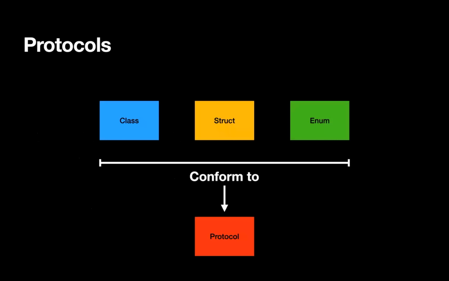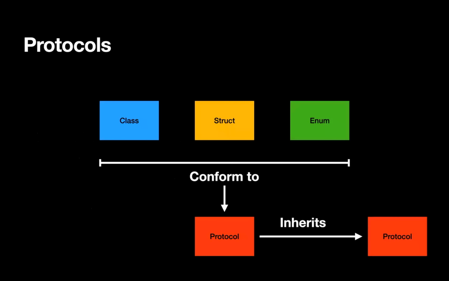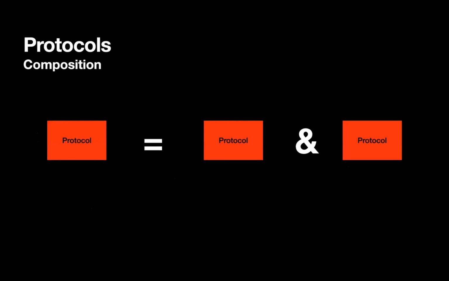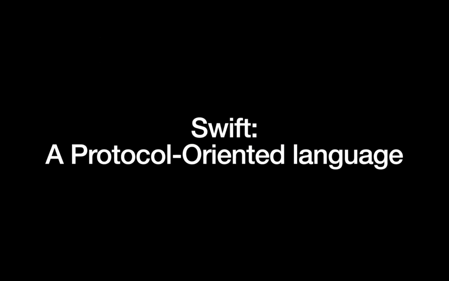So here's the diagram. Basically, we have class, struct, and enum. They all can conform to one or more protocols, and the protocols themselves can inherit other protocols and contain those requirements. And of course, we can compose them. We can just declare that this protocol is this and this protocol together. So if those two requirements are satisfied, we can call this a new compound protocol.